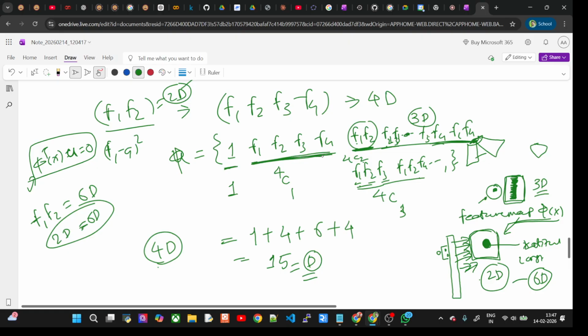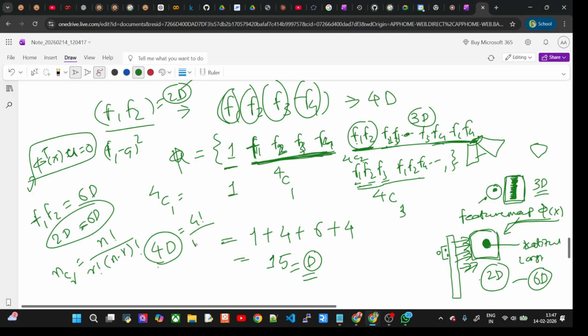If you see this, here we have f1, f2, f3, f4, and I need to choose 1. If I just do 1, I need one value from here. So I say 4c1, which is, you know that formula, nCr equals n factorial upon r factorial times (n minus r) factorial. Here you will get 4 factorial upon 1 into (4 minus 1) factorial, which is 3 factorial, so this value is 4. That's why I put 4.